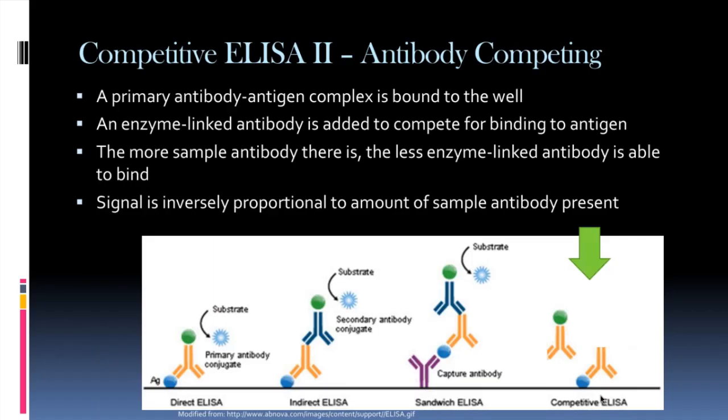Again, in principle, the more of your sample antibody there is, which is what is shown here bound to your blue antigen, the less of your enzyme-linked antibody is able to bind, and the reverse is true. So if you have very little of your sample antibody, lots of your enzyme-linked antibody is able to bind. And so your signal, again, is inversely proportional to the amount of sample antibody present.